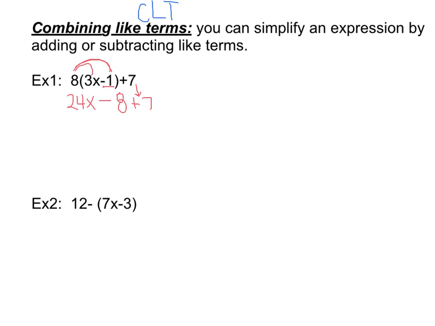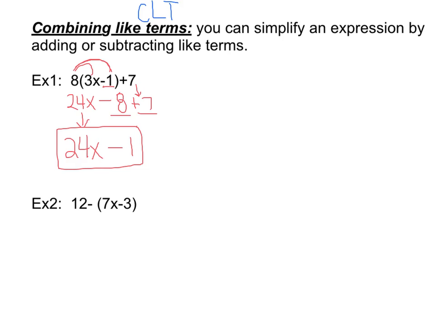Well, now let's look for like terms. The 24x does not have a like term, so we're just going to keep that. But the negative 8 plus 7, those are both integers, and so we're going to add those together. Negative 8 plus 7 gives us minus 1, or a negative 1. So here is our simplified expression. Okay, let's move on to the next one.